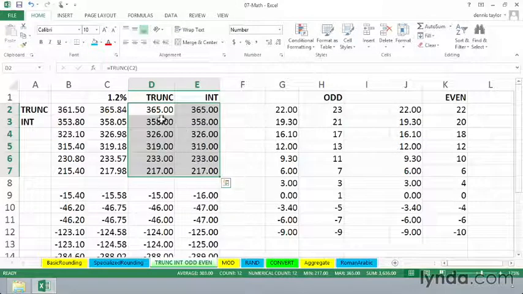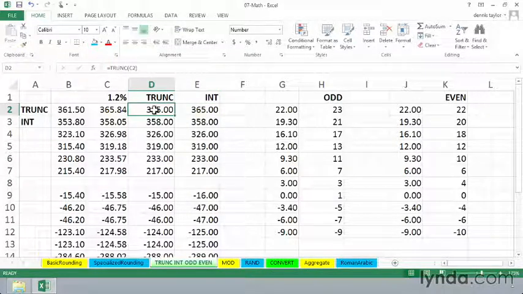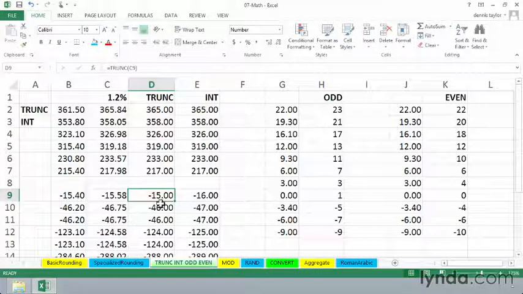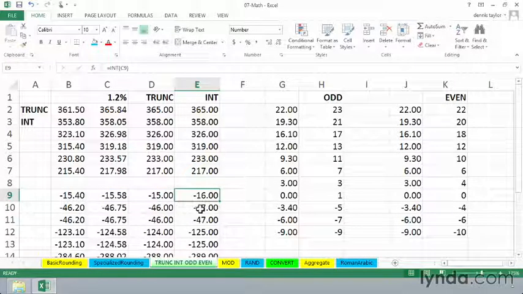A different way of describing these is to say that these functions both lower the value. They drop the pennies. But look what happens when we've got negative data. Talking about the data now in column C. Trunc does as we might expect based on our previous examples. It simply drops everything to the right of the decimal. These are all examples of trunc right here. But look at what happens with int.